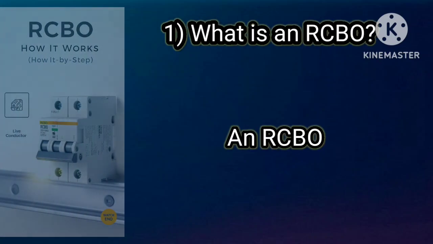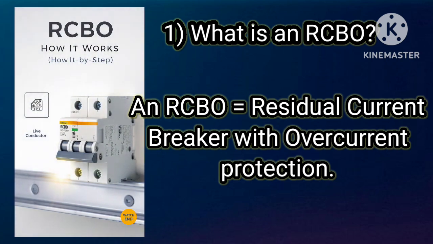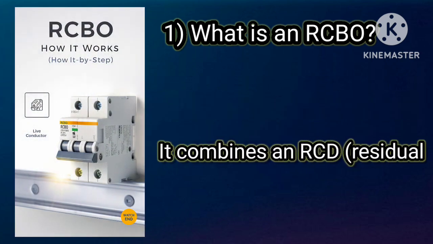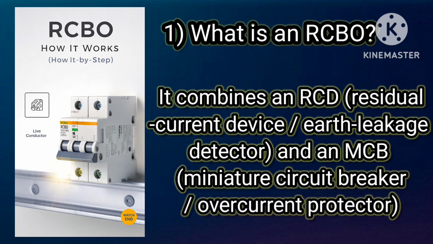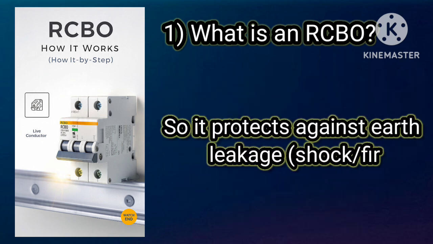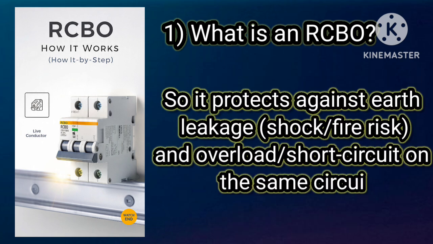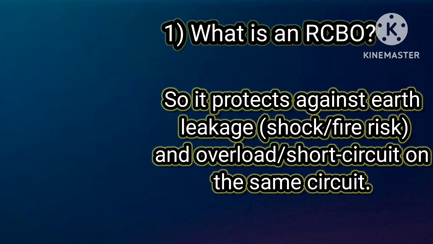1. What is an RCBO? An RCBO is a Residual Current Breaker with Overcurrent Protection. It combines an RCD, Residual Current Device or Earth Leakage Detector, and an MCB, Miniature Circuit Breaker or Overcurrent Protector, into one device. So it protects against earth leakage, shock and fire risk, and overload and short circuit on the same circuit.